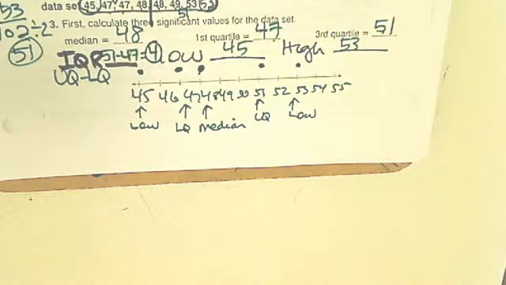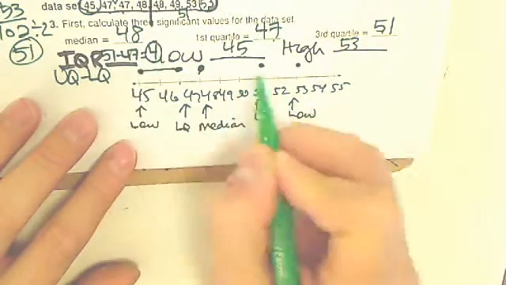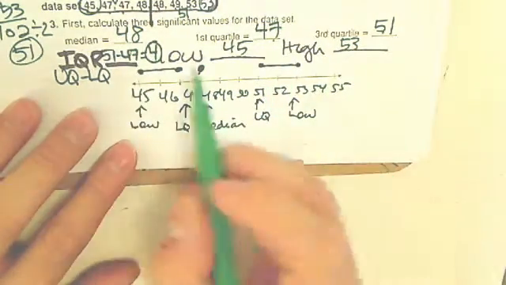How do I draw the box and whisker? Just like a cat. Whisker, right? Box.